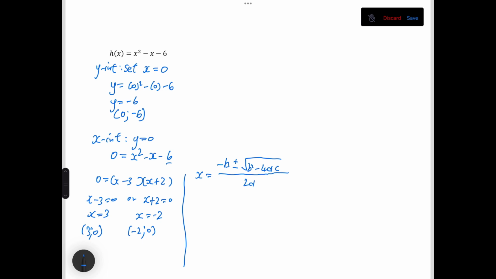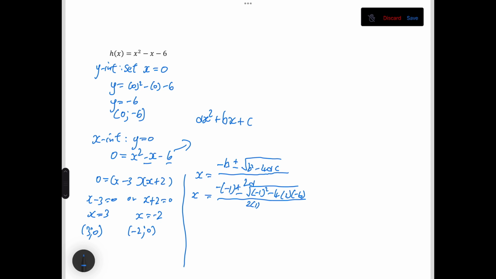And now we can substitute. Now this is quite easy, but when we look at the trinomial we have there, we always write it in standard form to interpret where the numbers should come from. So we can see minus b is our second term, it's going to be -1. Square root of (-1) squared minus 4 times 1 times -6, over 2 times our coefficient of a, which is 1.